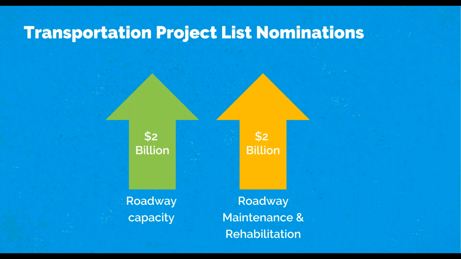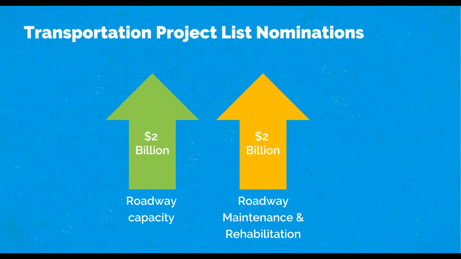So the project list nominations that we received represent a $2 billion increase in the requested road capacity, like expansions, widenings, new roads, over the current plan. And then it's also got about $2 billion in new roadway maintenance and rehabilitation requests over the current plan. And I think a lot of those maintenance and rehabilitation requests are coming with an assumption of ongoing infusion of money from SB1, especially on the state side. There's more money coming in, and so the project list nominations are reflecting that.